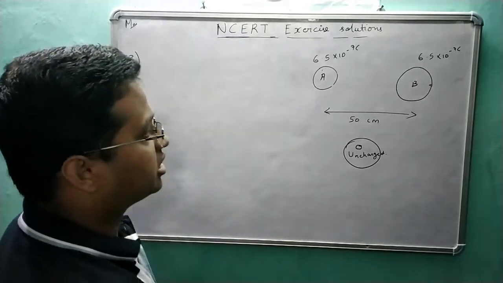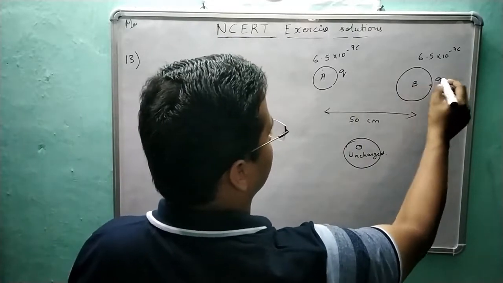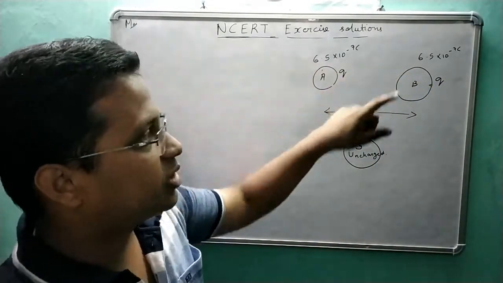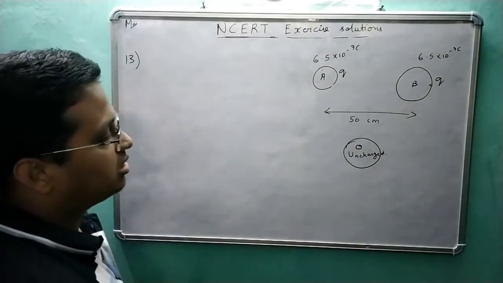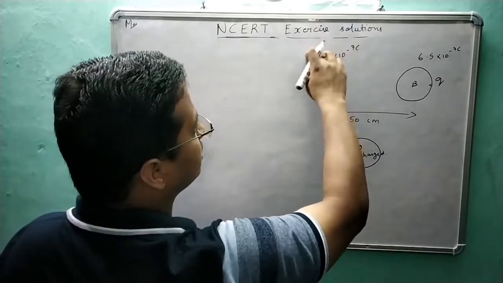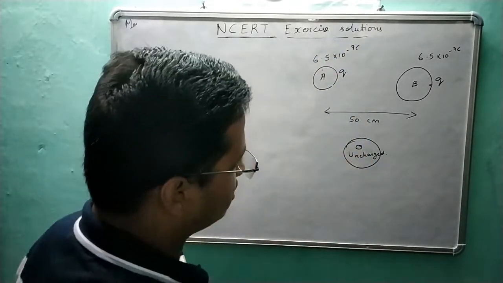So what happens there? Let us consider we have a charge Q here and charge Q, because both of them are same. I am not denoting it by 6.5 because that will be a bit difficult. So here let us denote 6.5 into 10 to the power minus 7 coulomb by Q. Now the charge which is present here is 0.